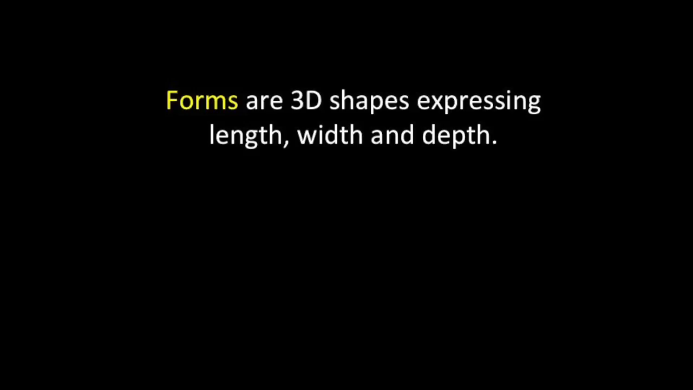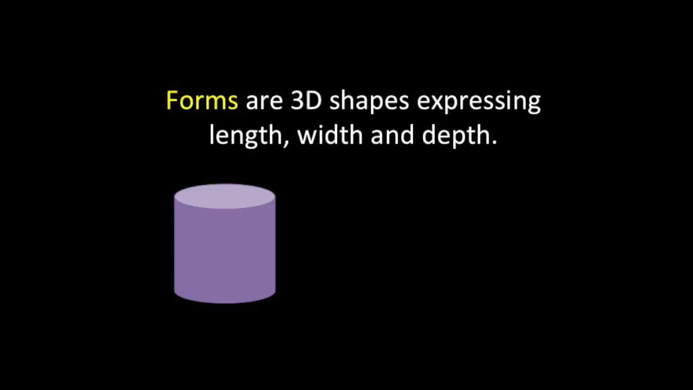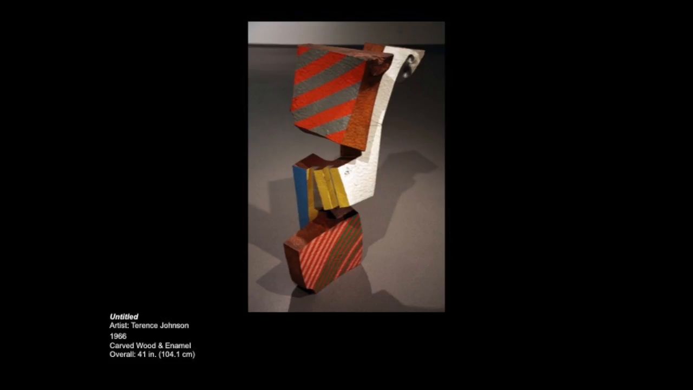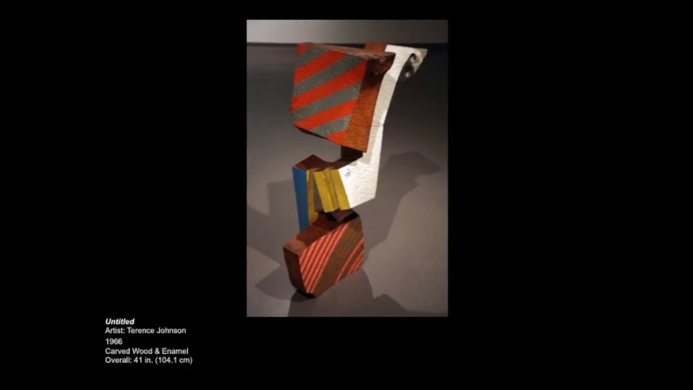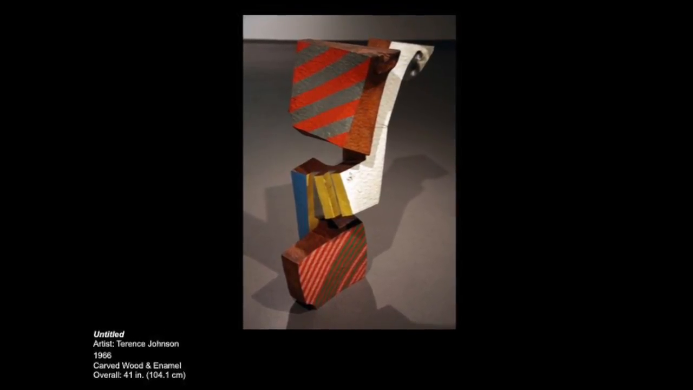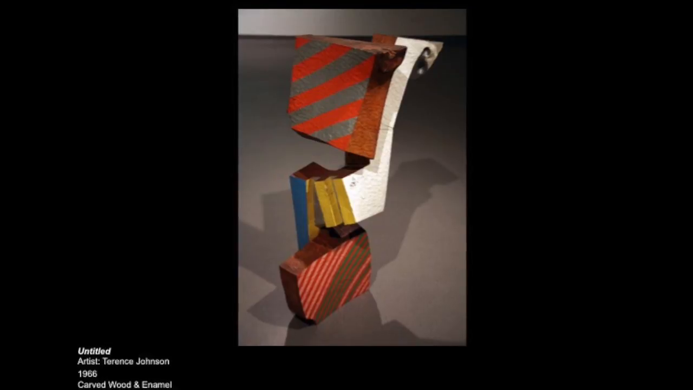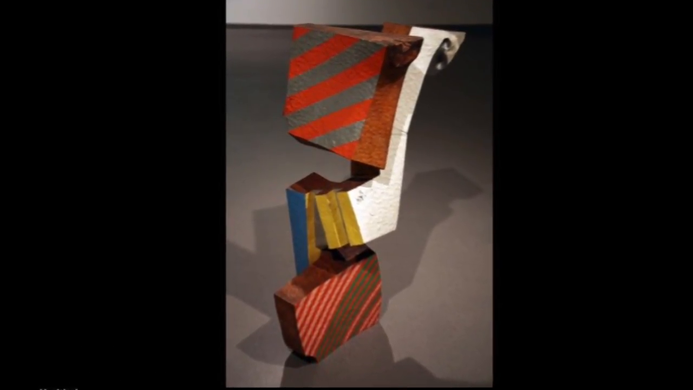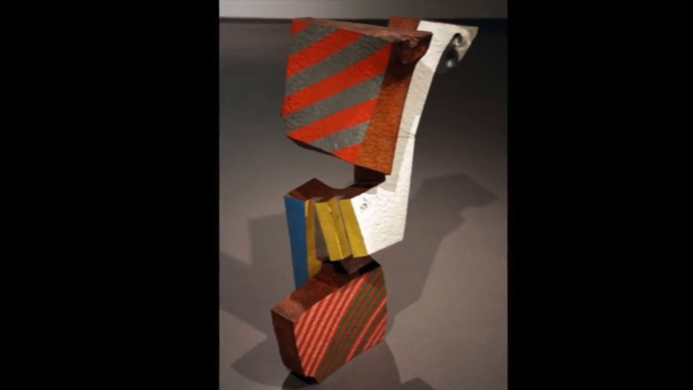Forms are three-dimensional shapes expressing length, width, and depth. Cylinders and boxes are examples of forms. This sculpture by artist Terence Johnson, which is untitled, is a three-dimensional form constructed of carved wood and enamel. Notice the length, width, and depth of the forms, the use of color, and the use of line in the thick and thin stripes.